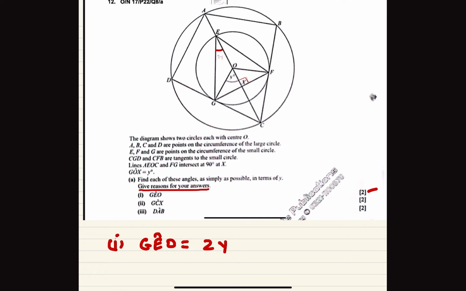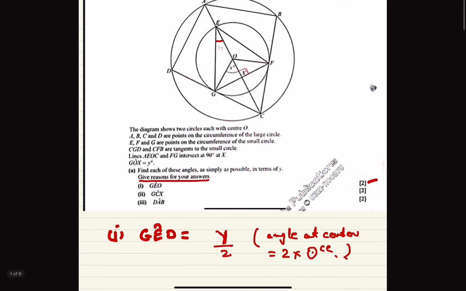angle subtended at the center, not 2y, sorry, y over 2. Because angle at the center is twice the angle at the circumference. So this is y divided by 2, and you need to write the reason that angle at center is twice the angle at the circumference, right? So this is the reason.